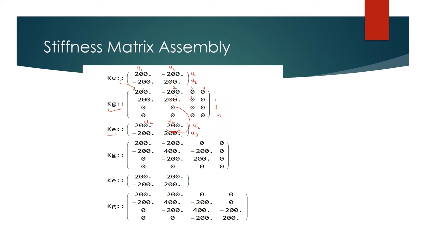So you will see it would get added: 200 plus 200 would be 400. It's here, then at this position it would get added again. It would be U3, U4. So 1, 2, 3, 4. 1, 2, 3, 4, U2, U3, U4. So it is U3, U4. So here it would be finally. So in this manner, each step is a sum of the stiffness matrix of the element.